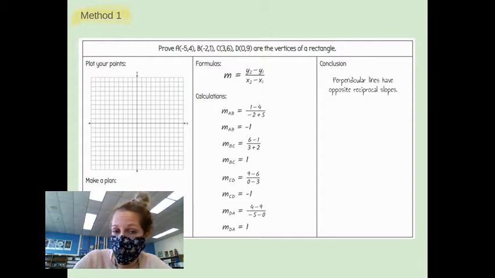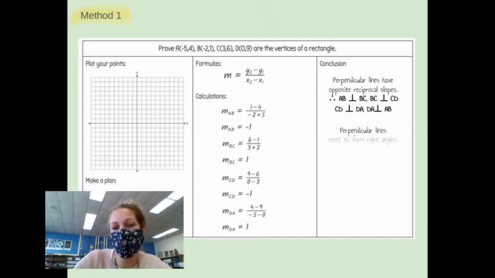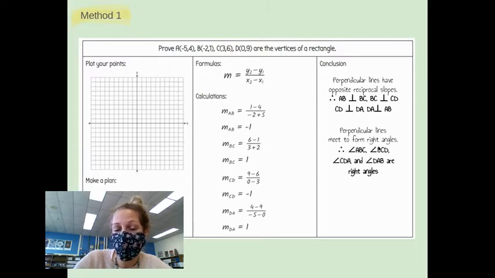Perpendicular lines have opposite reciprocal slopes. Our goal here is to get four right angles, so we need four sets of perpendiculars. AB is perpendicular to BC, BC to CD, CD to DA, and DA to AB, all four corners. Perpendicular lines meet to form right angles. So angles ABC, BCD, CDA, and DAB are right angles, all four.